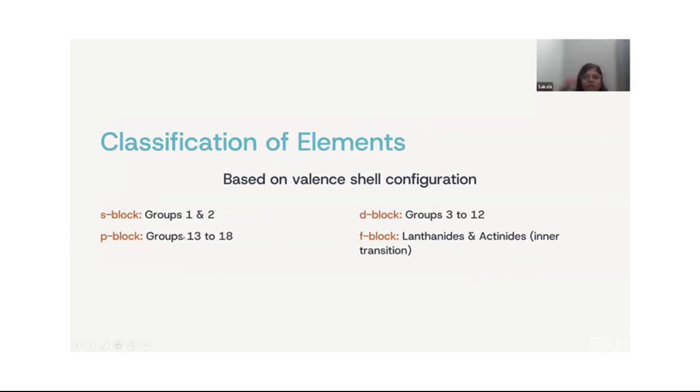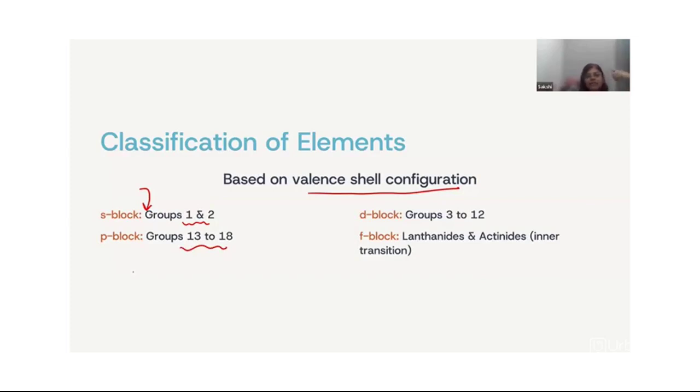Based on the valence shell, as I already told you, these elements are classified based on where the last electron is going. Last electron means that electron is present in the valence shell. What is the meaning of valence shell? Valence shell means the last shell, right? In the S block, there are groups 1 and 2. Here the last electron is entering the S subshell, hence it is called the S block. Group 13 to 18, right? There are 6 groups.